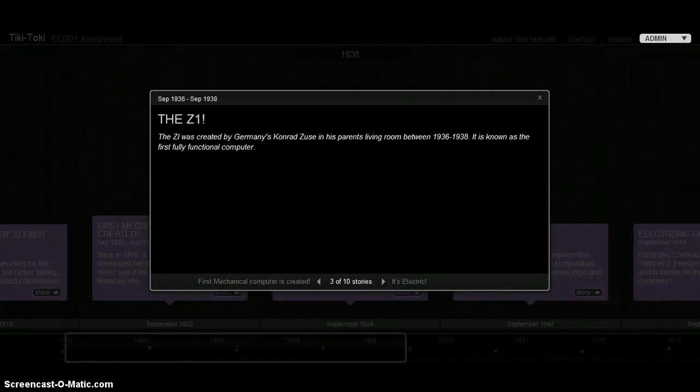The Z1 was the first programmable computer. It was created by Germany's Konrad Zuse while he was in his parents' living room somewhere between 1936 and 1938. It's considered to be the first electromechanical binary programmable computer, and it was really just the first functional computer.